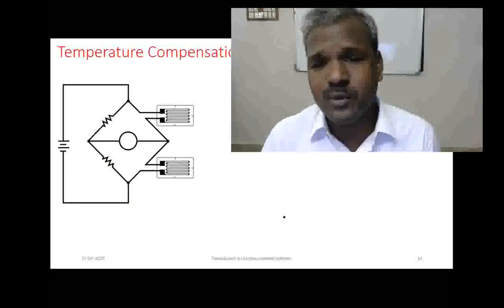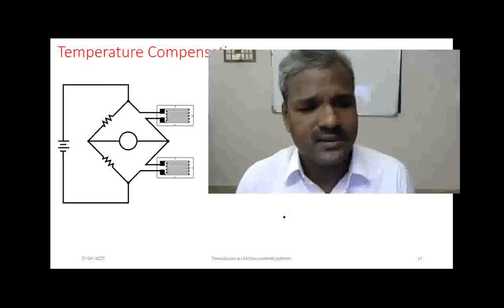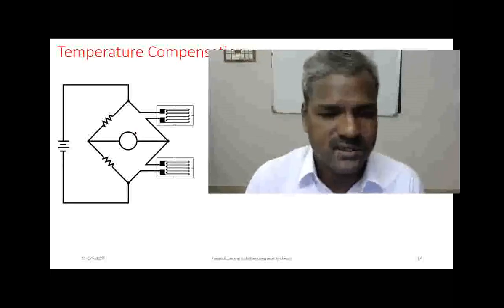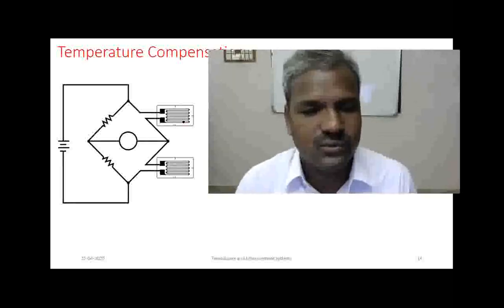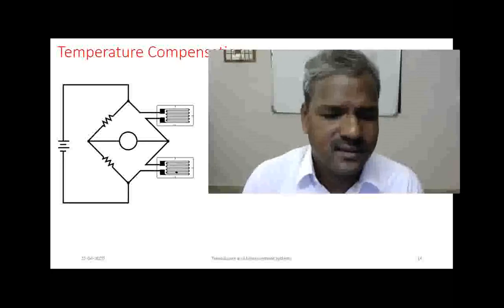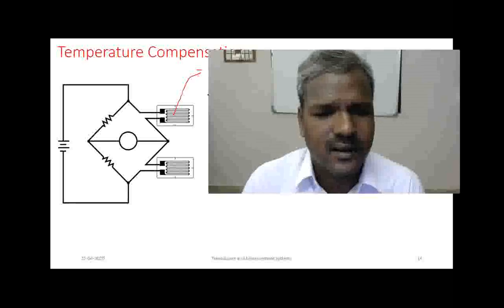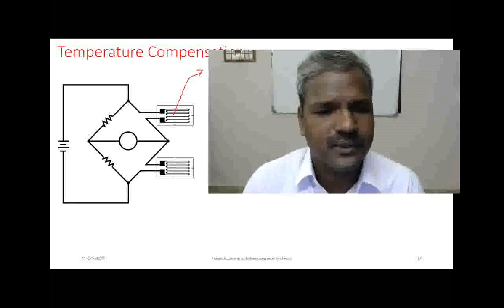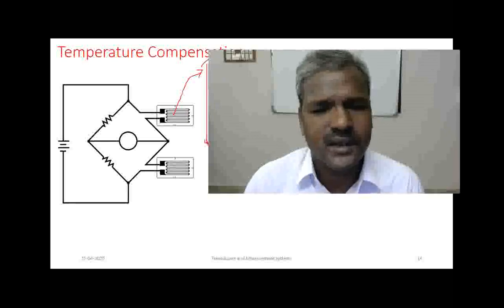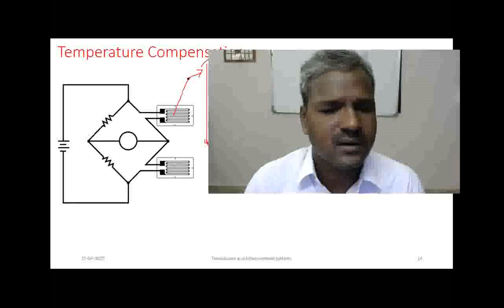Next, a very important concept is temperature compensation. How to compensate the temperature? Why? Because all the metals are sensitive to temperature. Say this strain gauge is connected to a cantilever beam. The cantilever beam. This strain gauge is bonded here and connecting to the field.